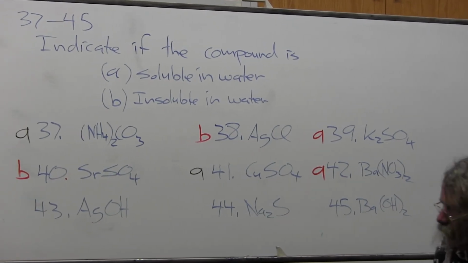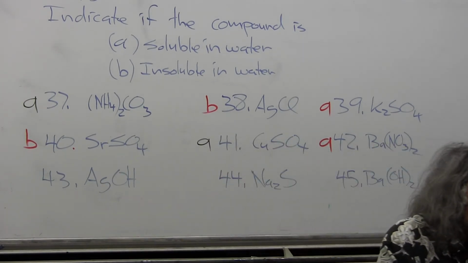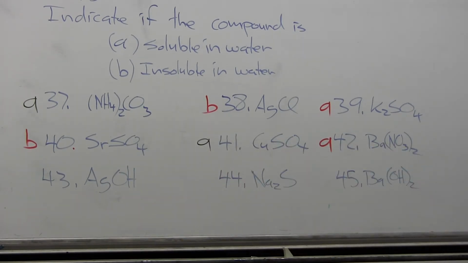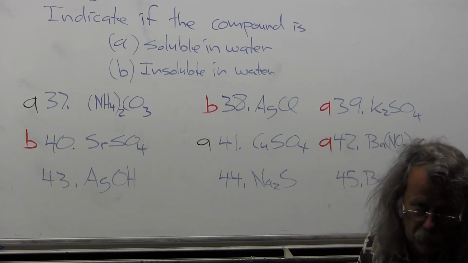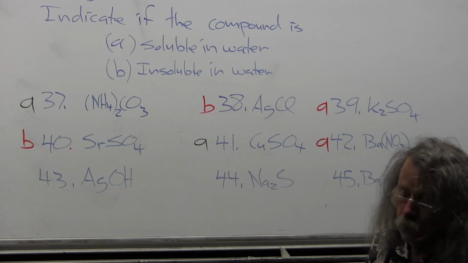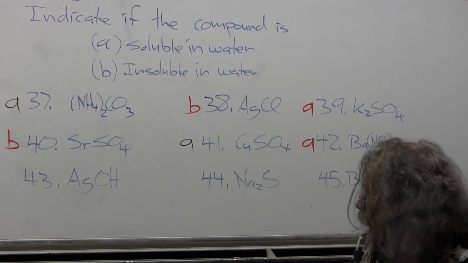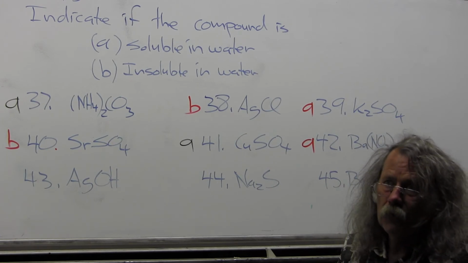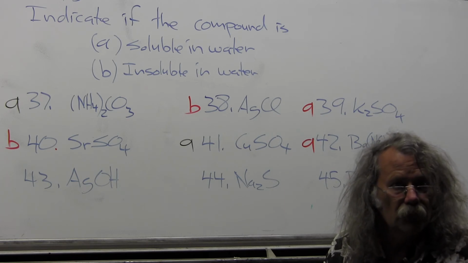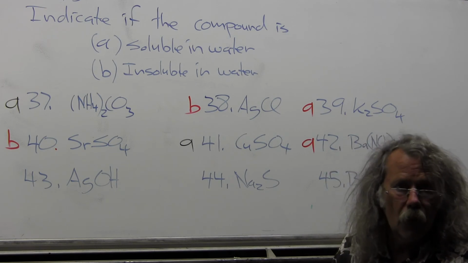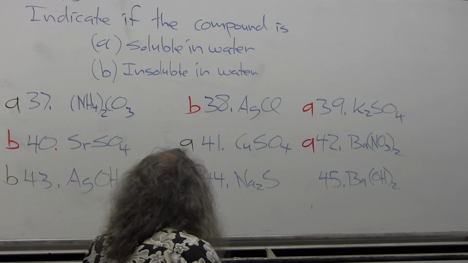So, number 43 is silver hydroxide. I don't have a rule for silver, but I have one for hydroxides. Hydroxides are insoluble. The exception being rule number 1, sodium, potassium, and lithium, and ammonium salts. And the other exception being calcium, strontium, and barium again. Those hydroxides are soluble. Well, silver isn't one of those, so that means it's insoluble. So this is B, insoluble.